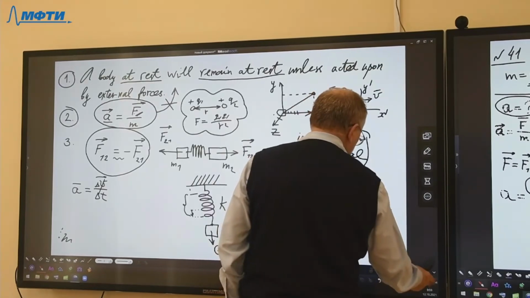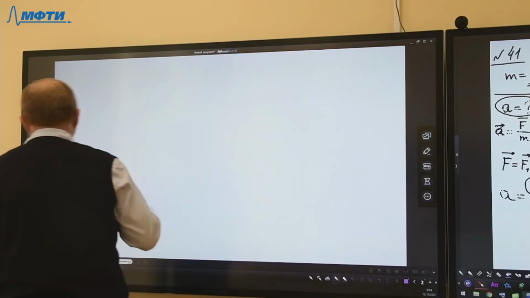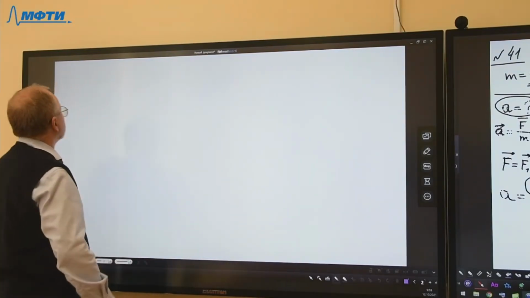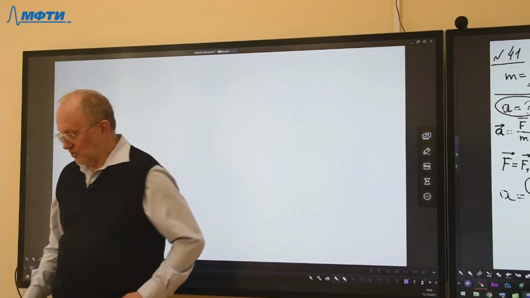Oh, that's good. We can switch between different screens, between different windows. So there is a new window for another problem.